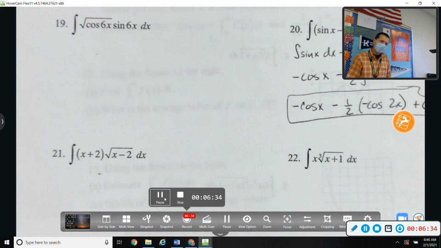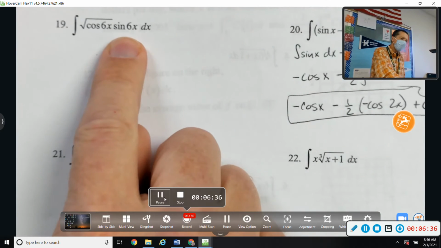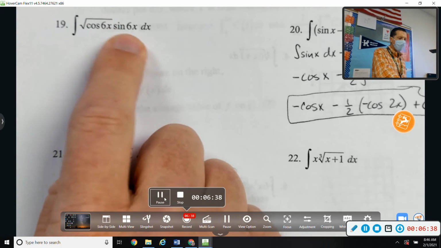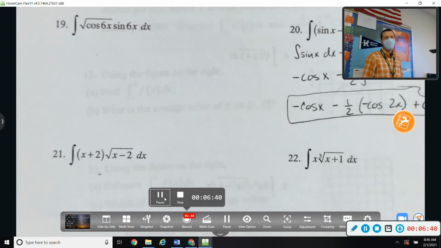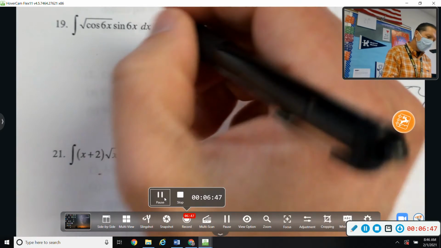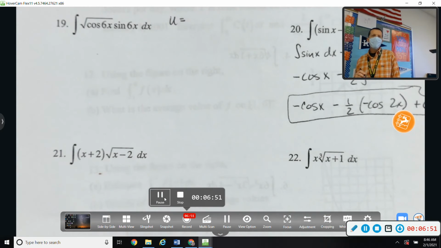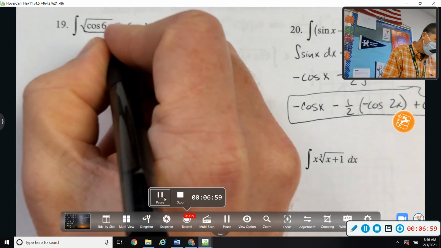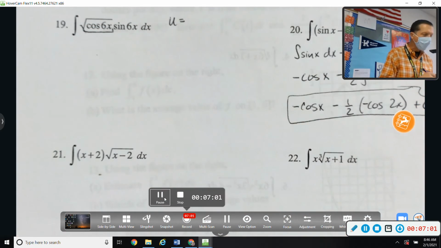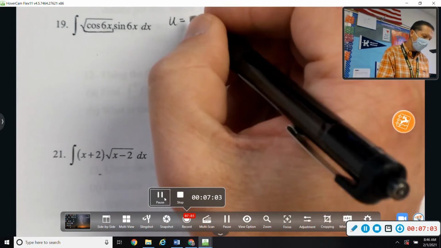So it's just a matter of, do I want u to be under the square root, or do I want du to be under the square root? I want u to be under the square root. I can't have du under a square root. I don't know what I would do with that. So that means, what do we want u to be? I think we want u to be all of this, not the square root part, because then we'd have a mess on our hands for du.